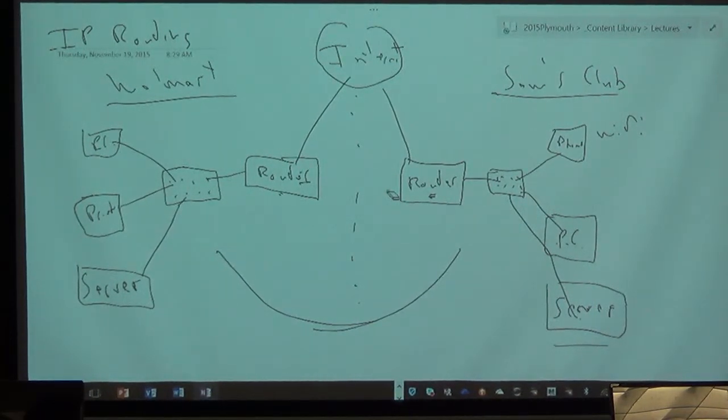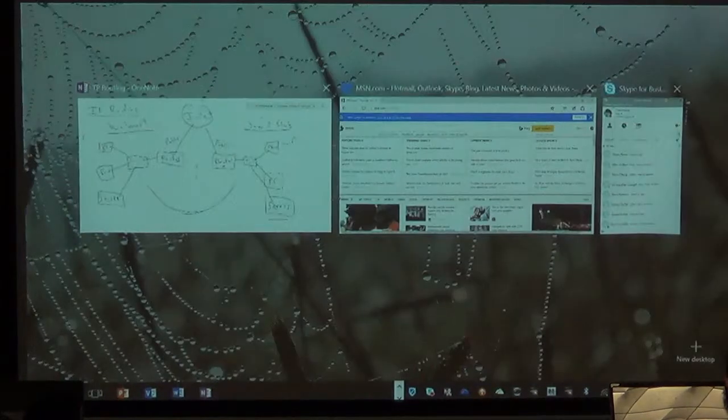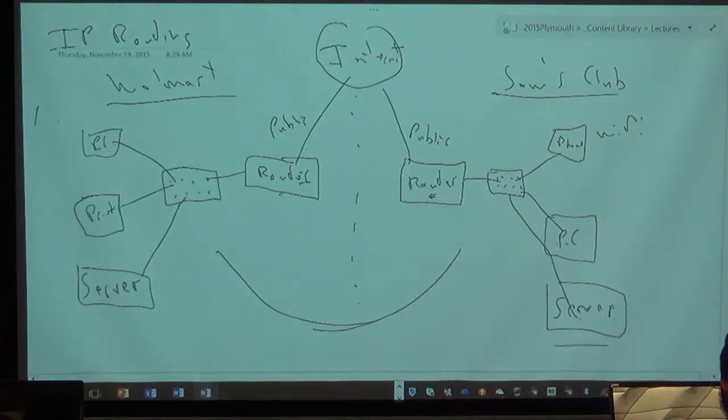Yes? Public addresses. They are going to have public addresses. Show me where a public address would be. Okay, so this would be a public address, and this would be a public address. Now, if I'm passing packets on this network to this network through the internet, what's the one component that we're missing?